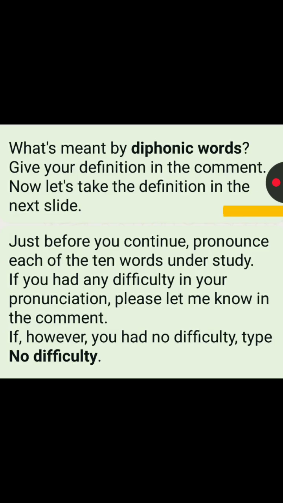Before we come to the pronunciation of these words, let's look at what we mean by diphonic words. I want you to, first of all, attempt giving me your own personal definition of diphonic words. Now let's take the definition in the next slide after you must have made your attempts. Just before you continue, pronounce each of the 10 words under study. I have stated this before.